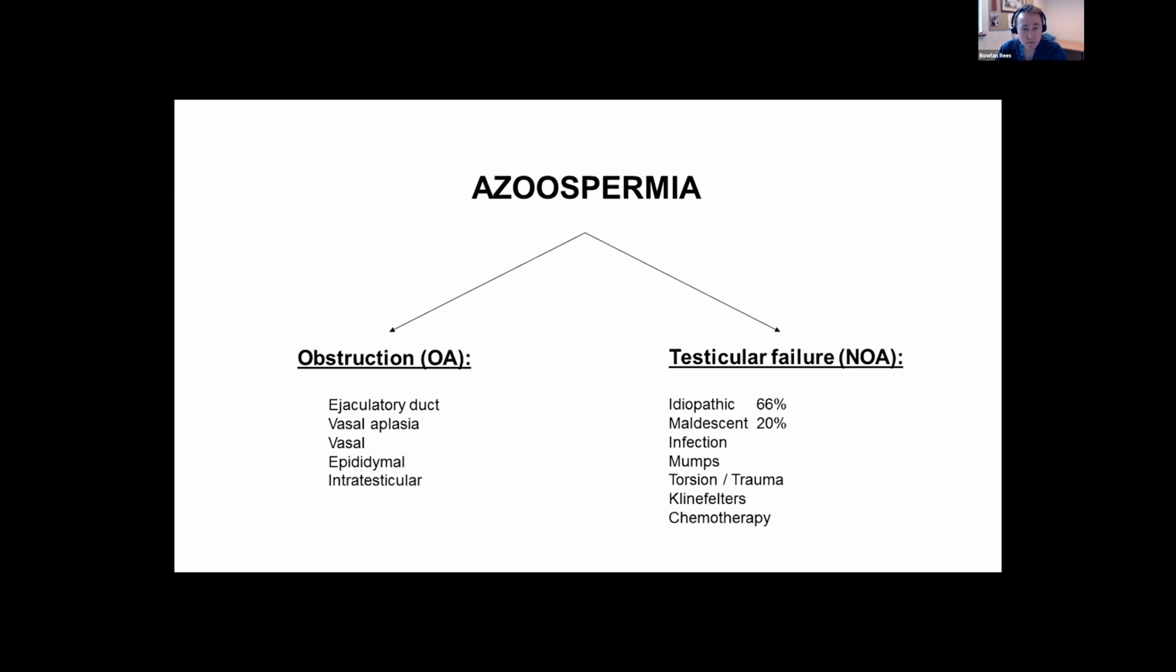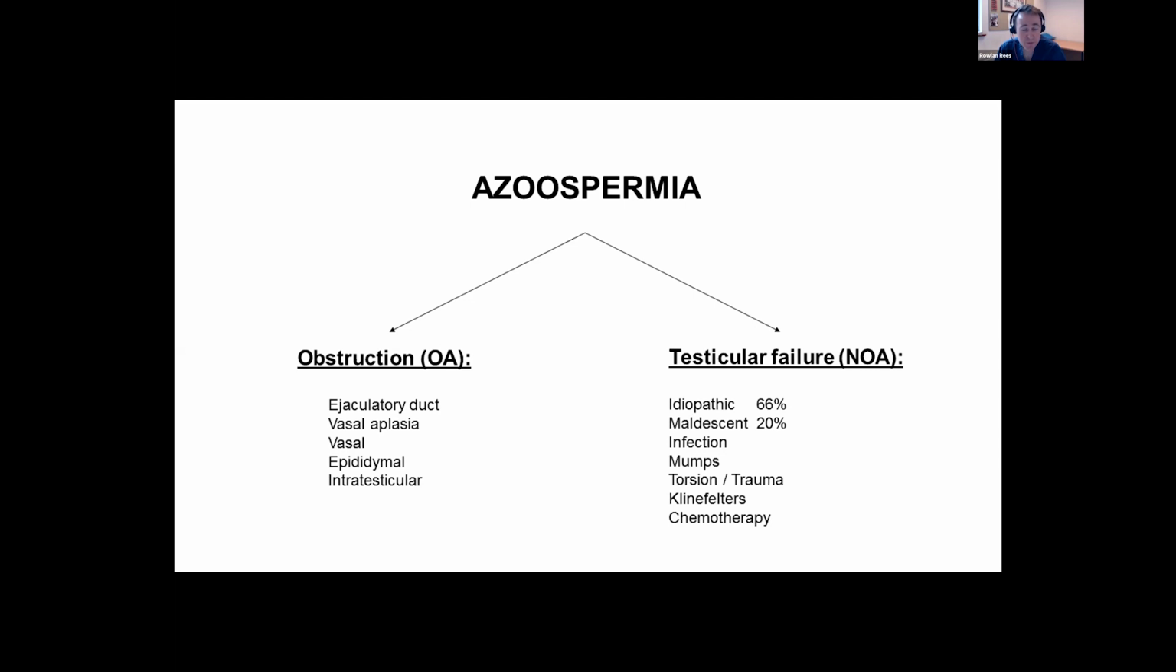So I mentioned that we were going to focus in on azoospermia because this is really what urologists get involved in, and my way of classifying this, and the standard way of classifying this, is either into obstruction or testicular failure. And it's very important to distinguish, or try and distinguish before you do anything further, as to whether this is an obstructive problem or not. Obstruction can be at any level, from the ejaculatory duct all the way down into the testicle, and then testicular failure can be due to any reason that may have damaged the testes.